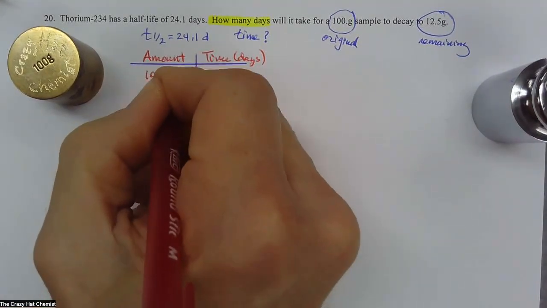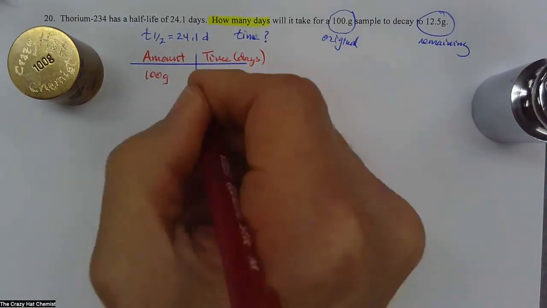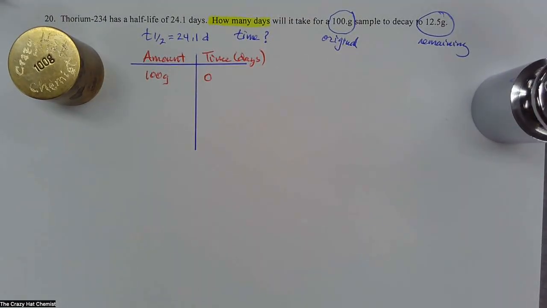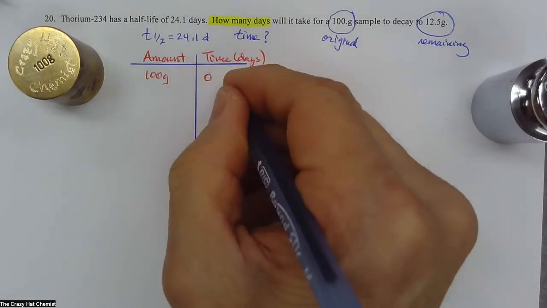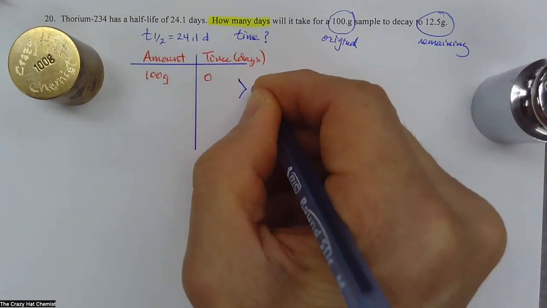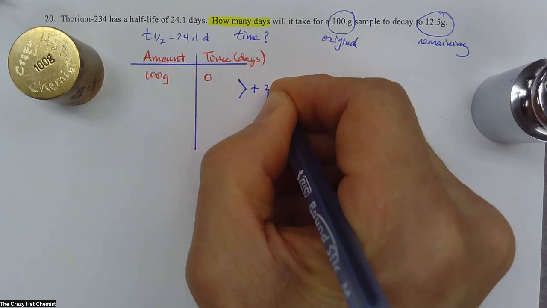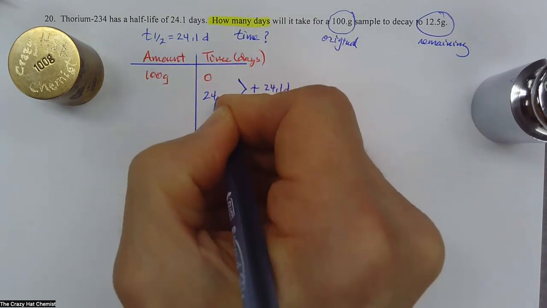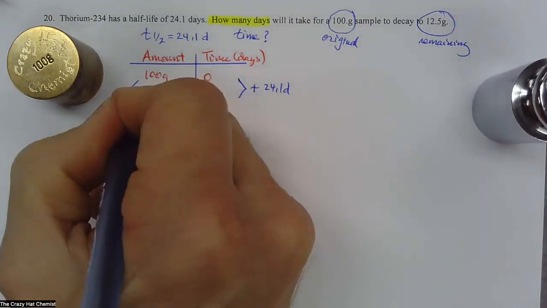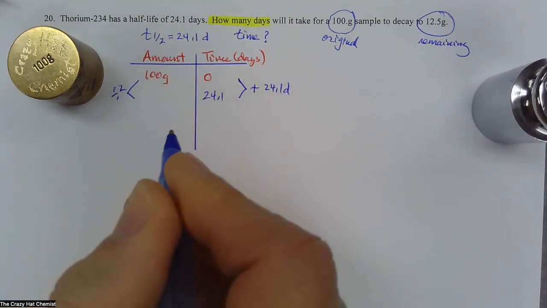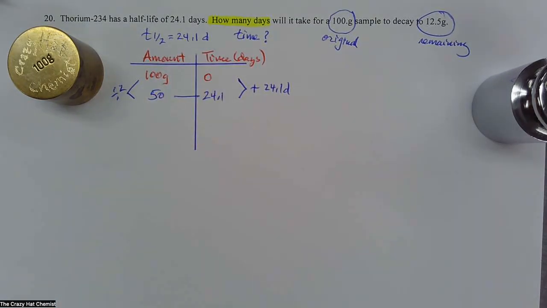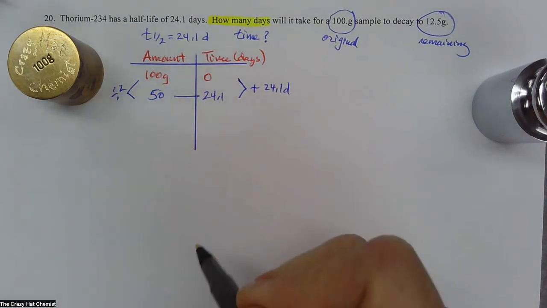So we have 100 grams, and the amount of time in days is 0. That's what we begin with. So what we're going to add is the half-life time, and that is 24.1 days. So this will be 24.1. And then we're going to divide the amount by 2, and that will be 50. So in 24.1 days, I will have 50 grams remaining.